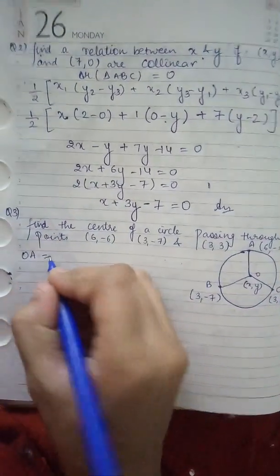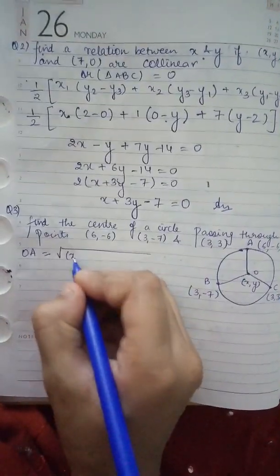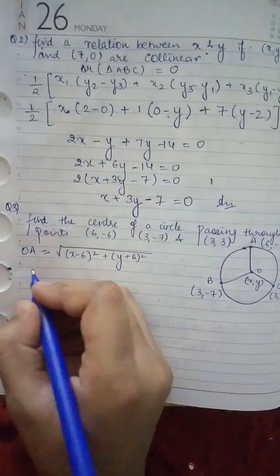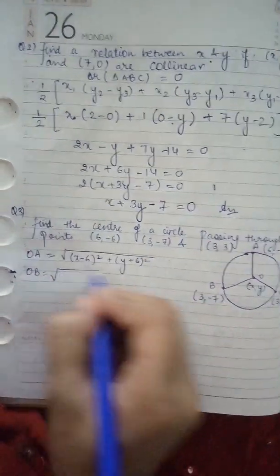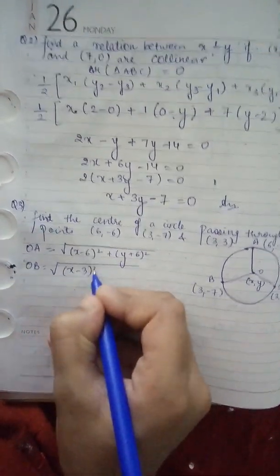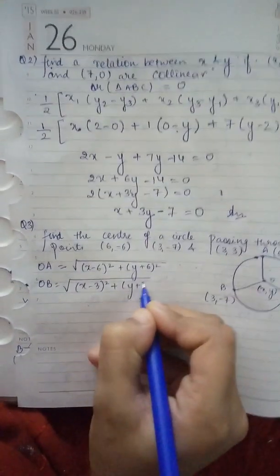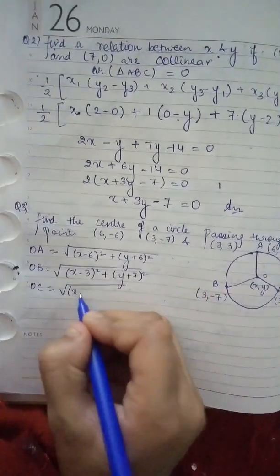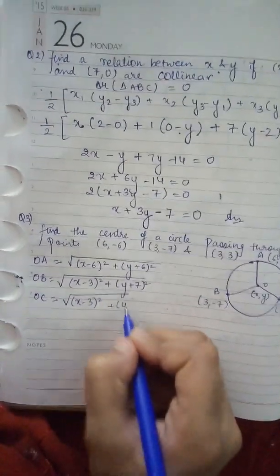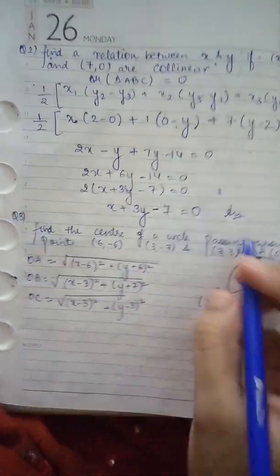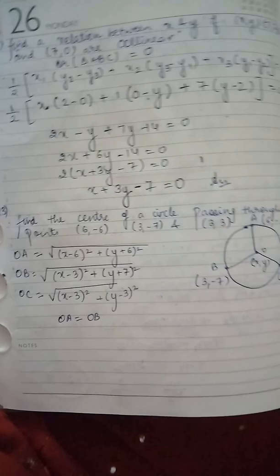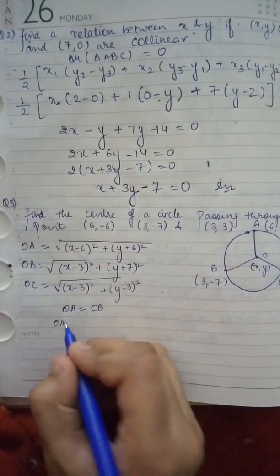of the circle. So if I evaluate OA by the distance formula, it will be (x minus 6) whole square plus (y plus 6) whole square. OB will be equal to (x minus 3) whole square plus (y plus 7) whole square, and OC will be equal to (x minus 3) whole square plus (y minus 3) whole square. Since OA is equal to OB, their squares will also be equal, because these are the radius of the circle.